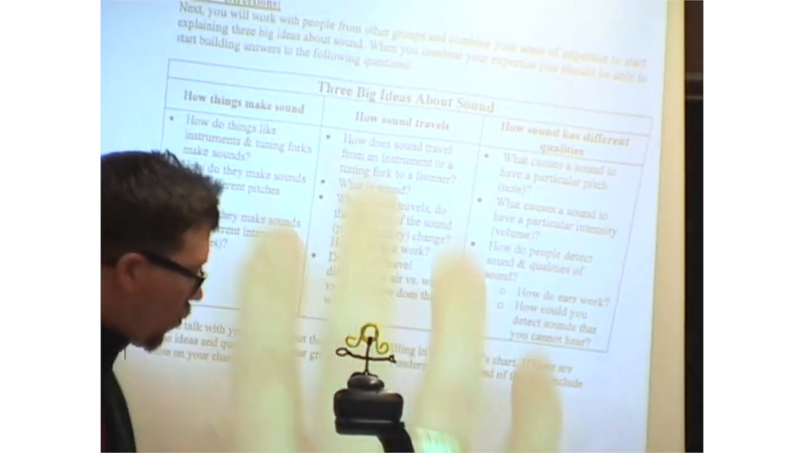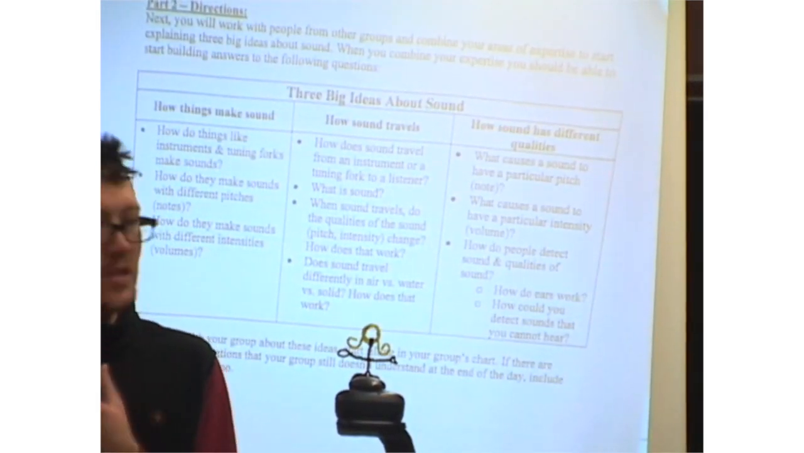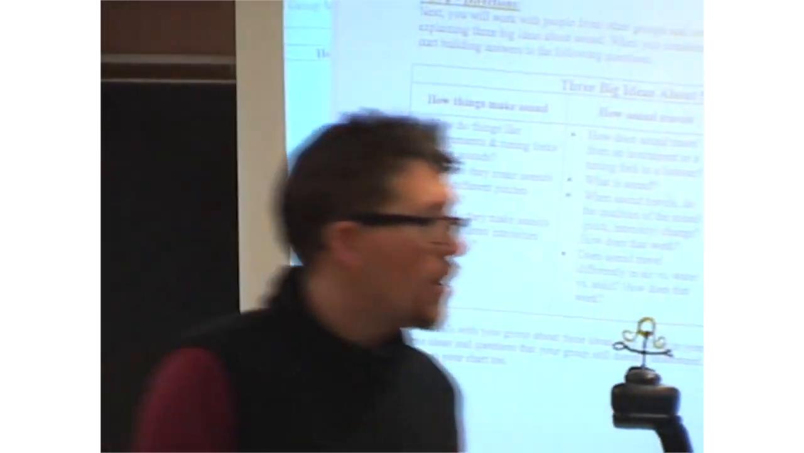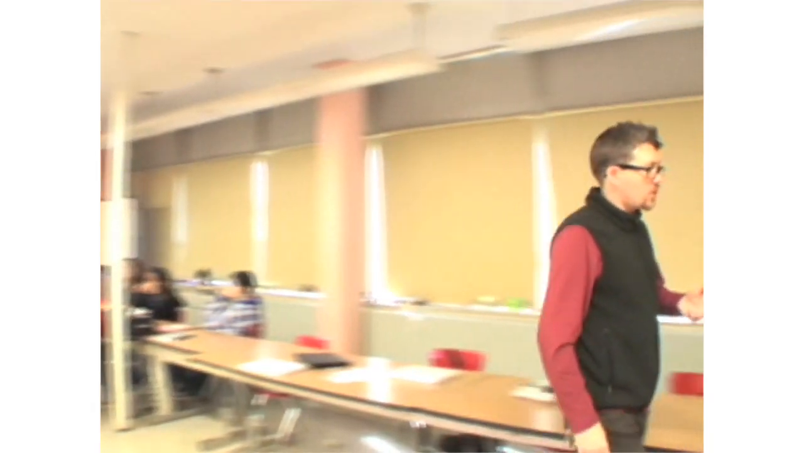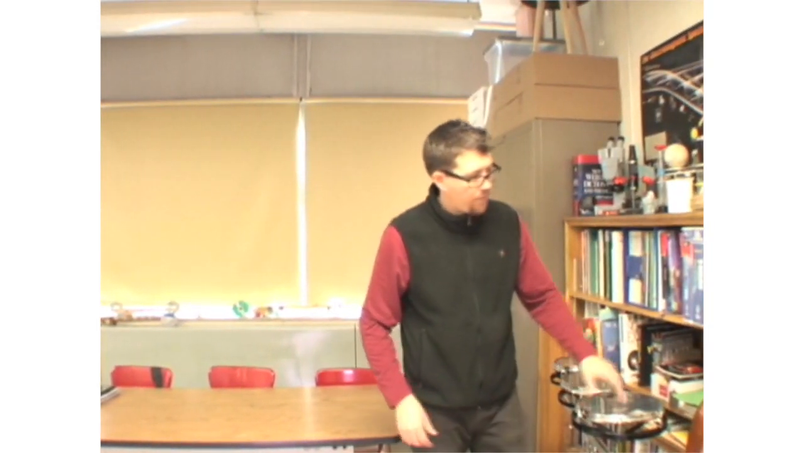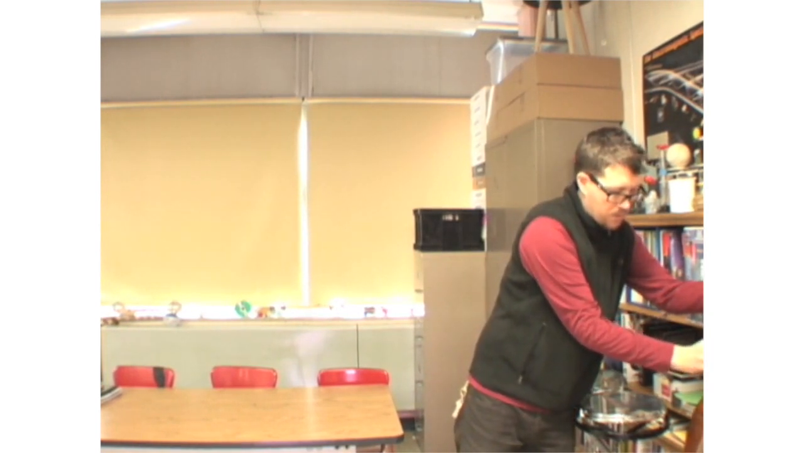So why don't we start with the big thing we've been talking about to start with, which was how do things make sound. We looked at the bass, we looked at the drum, and we also used tuning forks, right? So, drum, and then the tuning fork. How are they actually making that noise, or how are they making that sound? General thoughts?